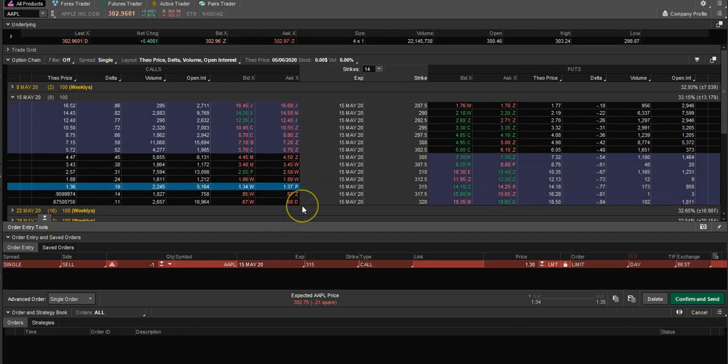So that's a quick description of what a call option is and kind of how to use the Thinkorswim platform. And I will do other options in the future.